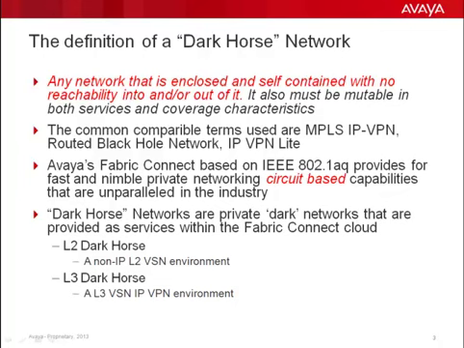Hence, Darkhorse networks are private, dark networks that are provided as services within the Fabric Connect cloud. They come in two different forms: a Layer 2 Darkhorse, which is a non-IP routed Layer 2 VSN environment, and a Layer 3 Darkhorse, which is a true L3 VSN IPVPN environment.